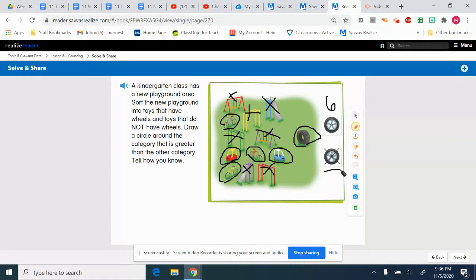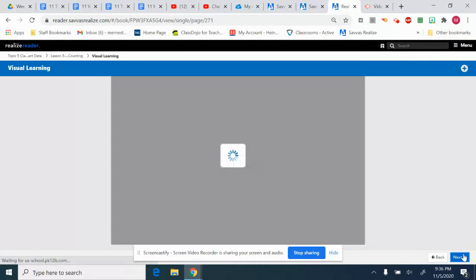All right, kindergartners, when you're counting groups that are mixed up like this, it's a really good idea to go back and double check your work. Okay, which one is greater, the wheels or the not wheels? You're correct. 7 is greater. Good job, kindergartners. You could even X out that 6 if you wanted. Let's go to the video now.